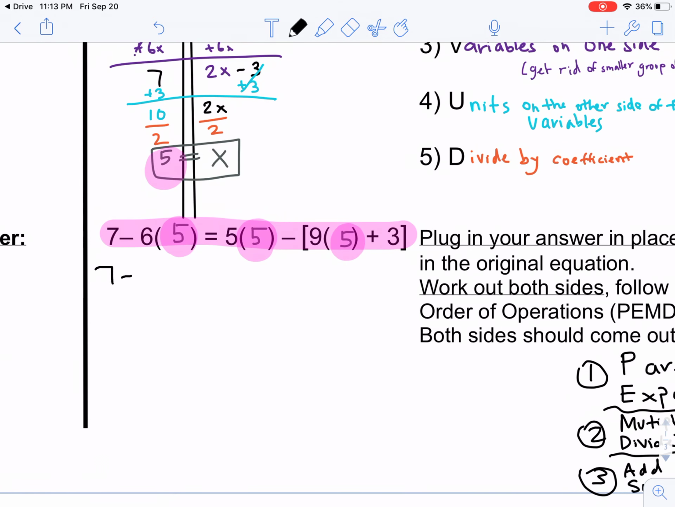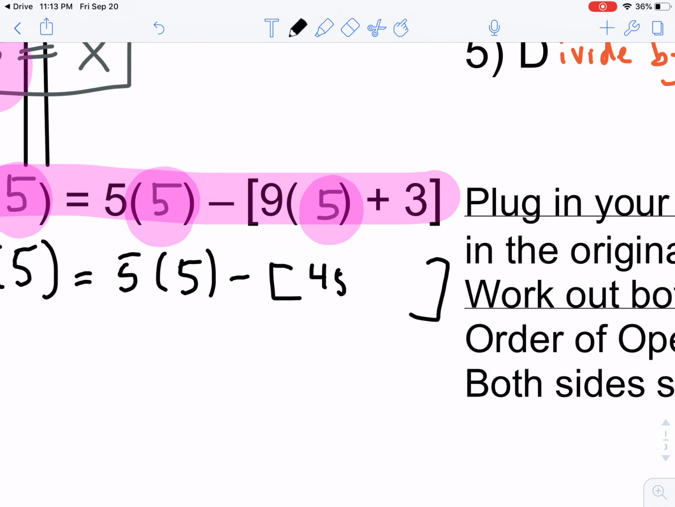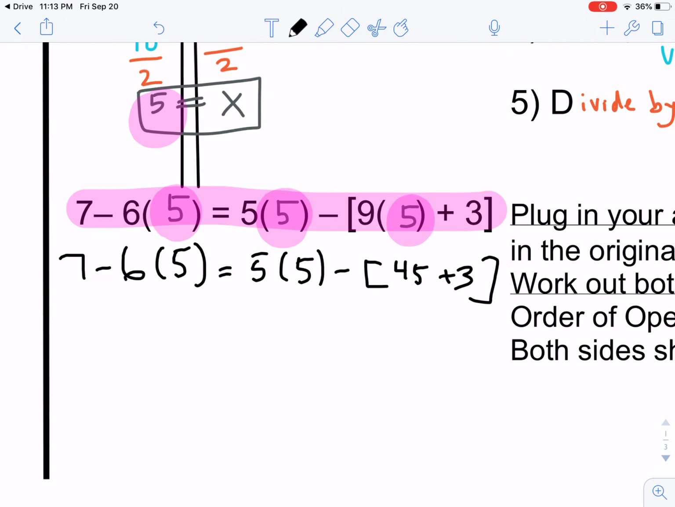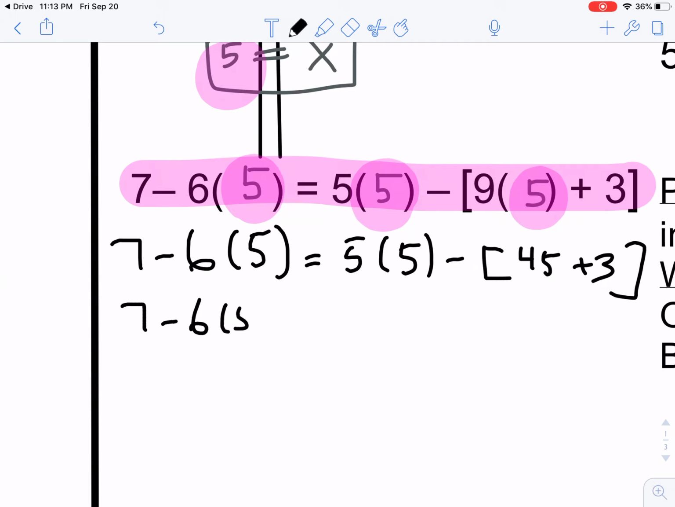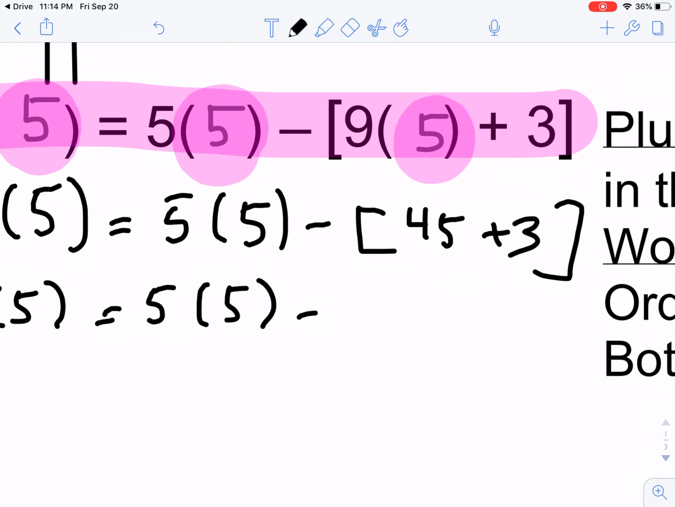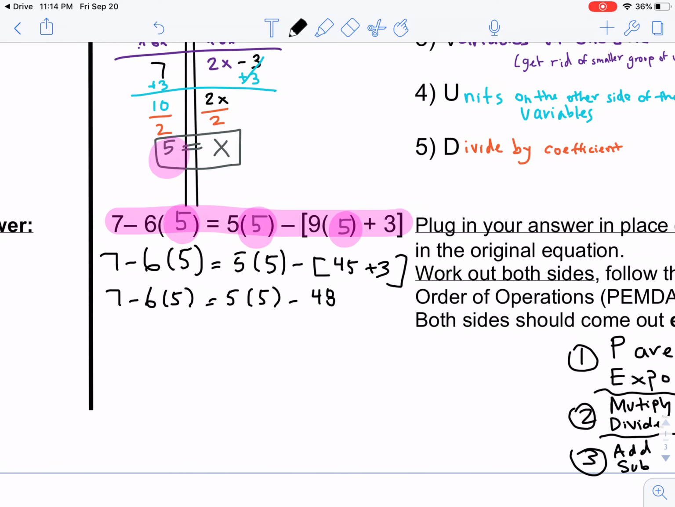So what I'm going to do is copy the problem just like it is, except I am going to solve inside this parentheses. Okay. Now 9 times 5 is 45 plus 3. I still need to work this out in the parentheses, so I'm going to copy this again. And inside this is still 48. All I did so far was solve for what's in the parentheses right here.